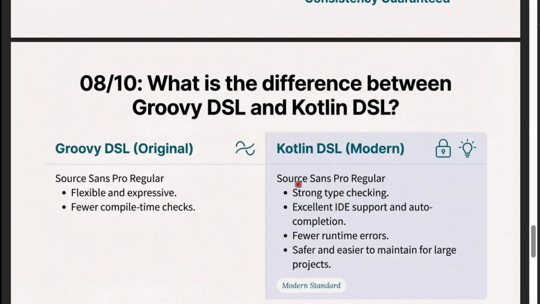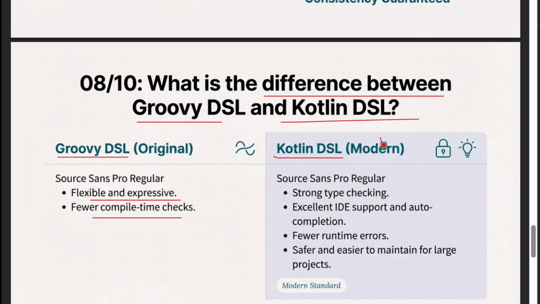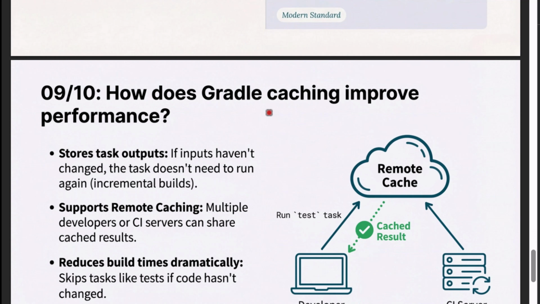Question 8. What is the difference between Groovy DSL and Kotlin DSL? Gradle originally used Groovy as its scripting language. Groovy DSL is flexible and expressive, but it has fewer compile-time checks. Later, Gradle introduced Kotlin DSL, which provides strong type checking, excellent IDE support, better auto-completion, and fewer runtime errors. Both DSLs work, but Kotlin DSL is becoming the modern standard for large projects because it is safer and easier to maintain.